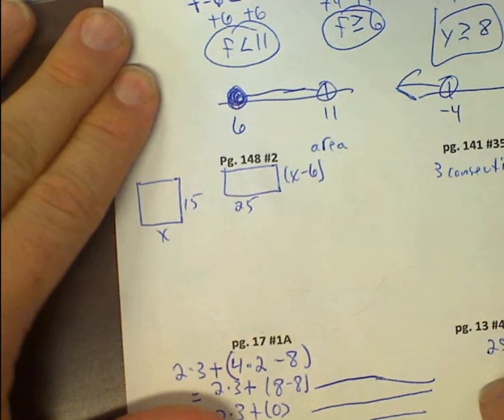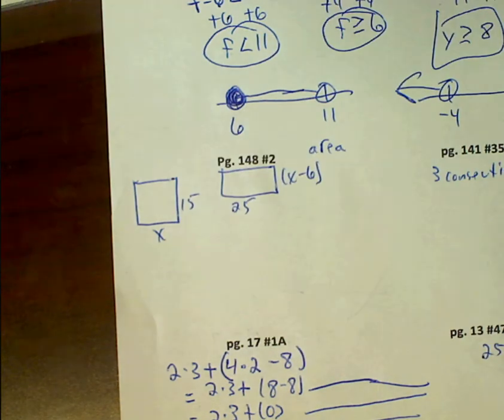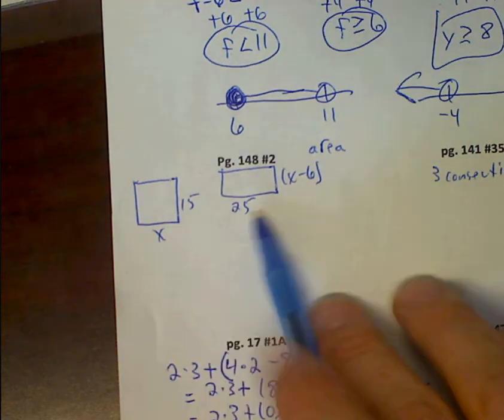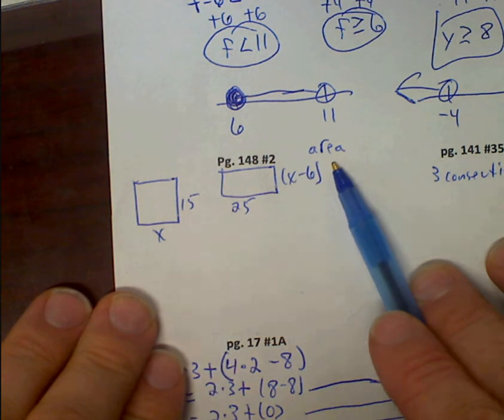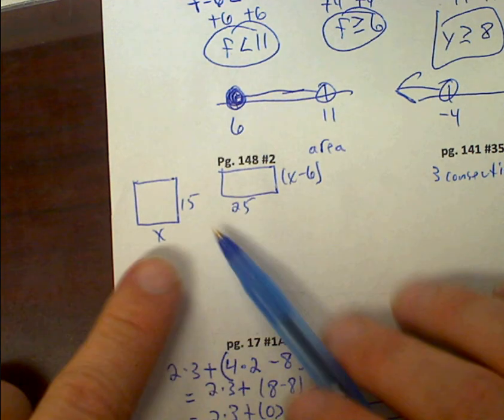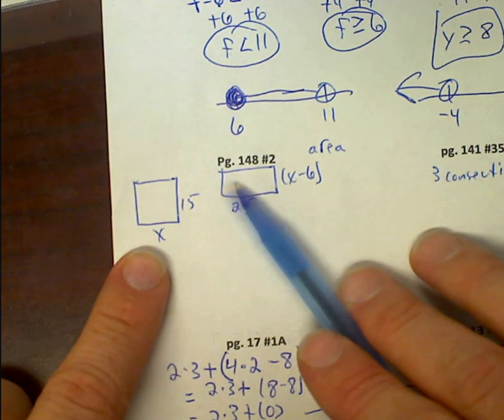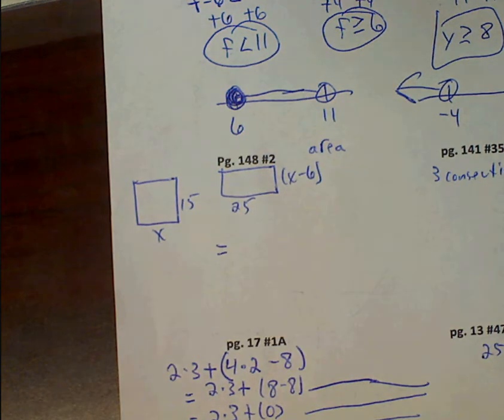Page 148, number 2, pause the video and try. Page 148 gave me two rectangles, and it says find x so that the areas would match. So I need an equals in the middle. So page 148, number 2. Okay?